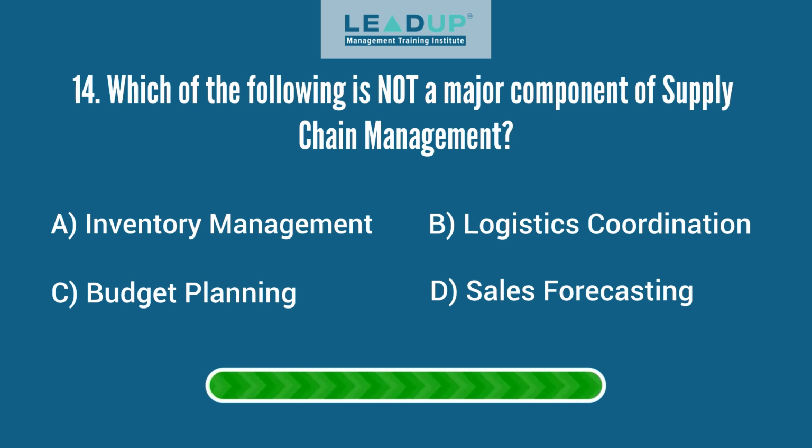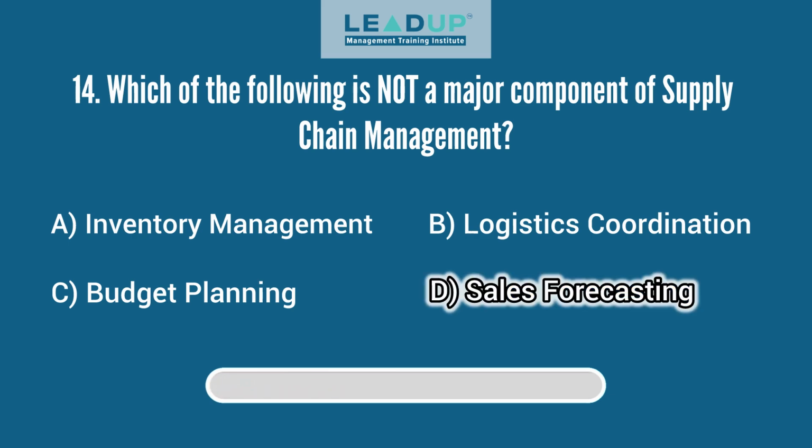Question 14. Which of the following is not a major component of supply chain management? A. Inventory management, B. Logistics coordination, C. Budget planning, and D. Sales forecasting. The answer is sales forecasting.